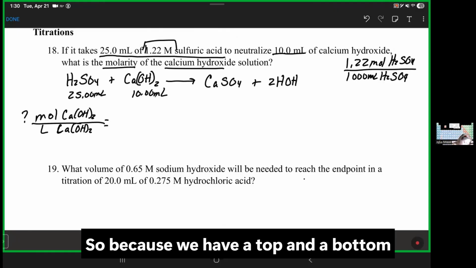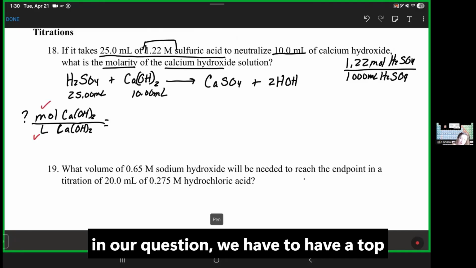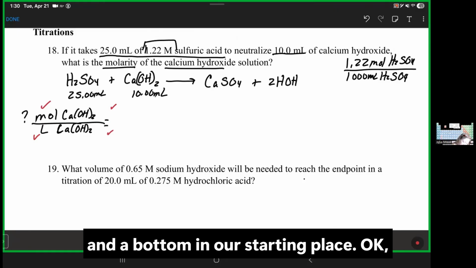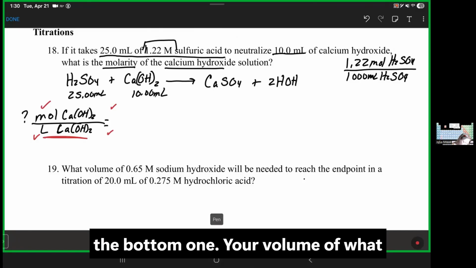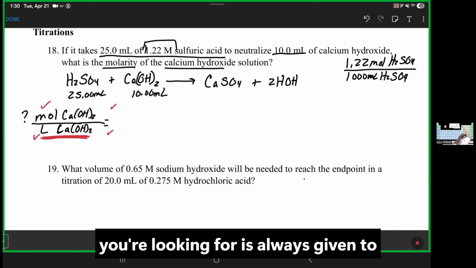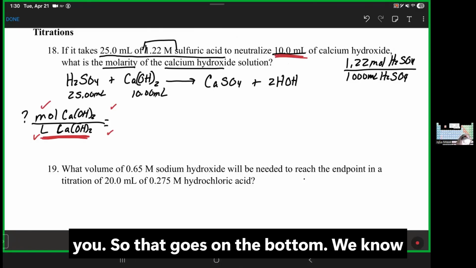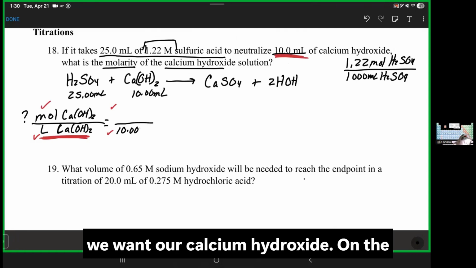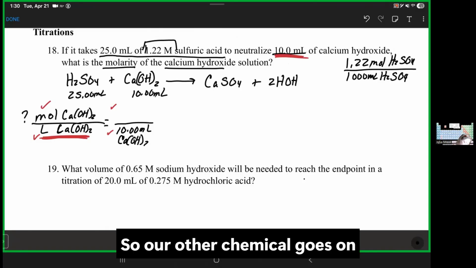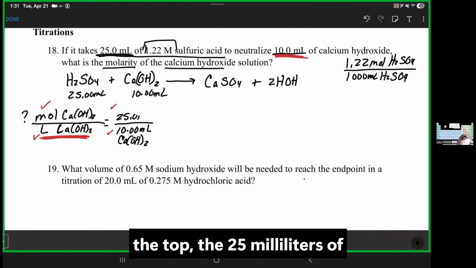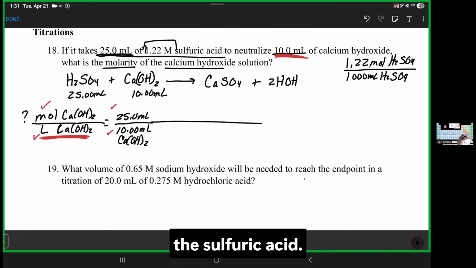So because we have a top and a bottom in our question, we have to have a top and a bottom in our starting place. Okay, well, the easiest one to find is always the bottom one. Your volume of what you're looking for is always given to you. So that goes on the bottom. We know we want our calcium hydroxide on the bottom. So our other chemical goes on the top, the 25 milliliters of the sulfuric acid.